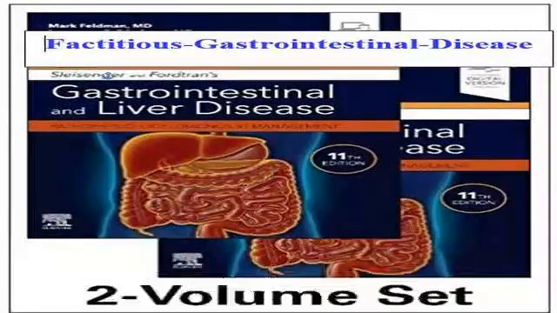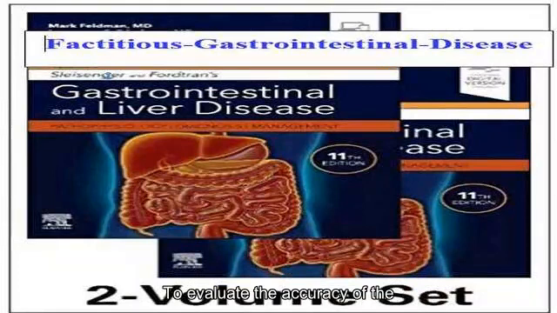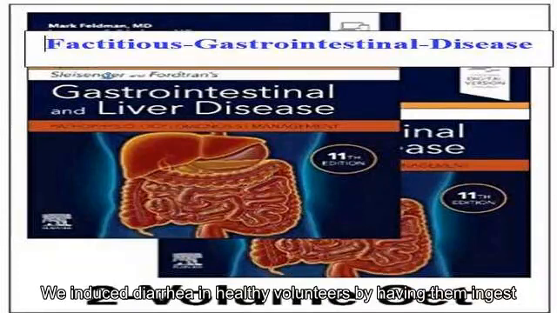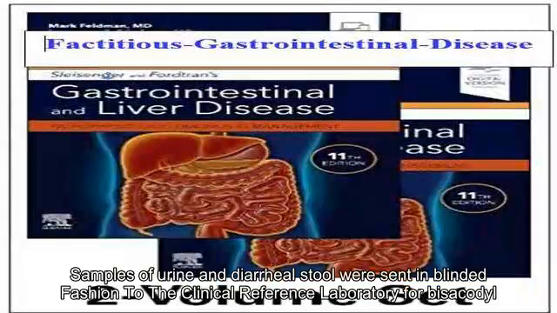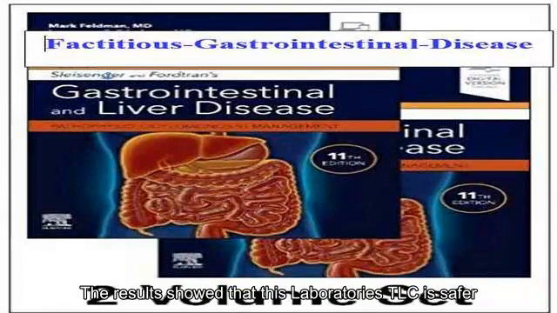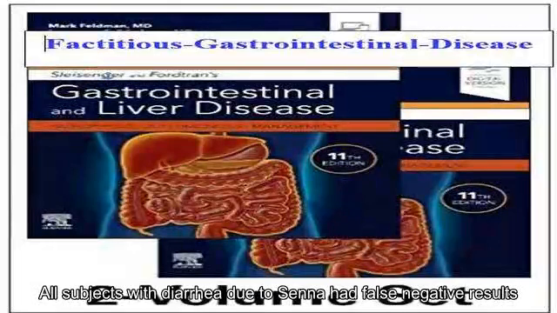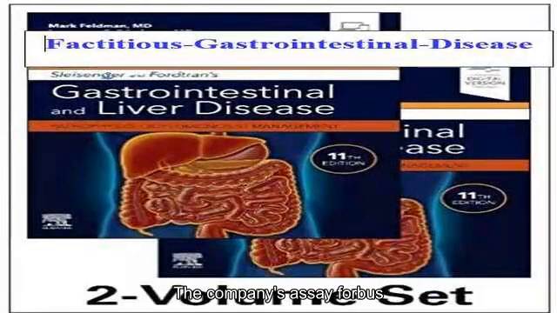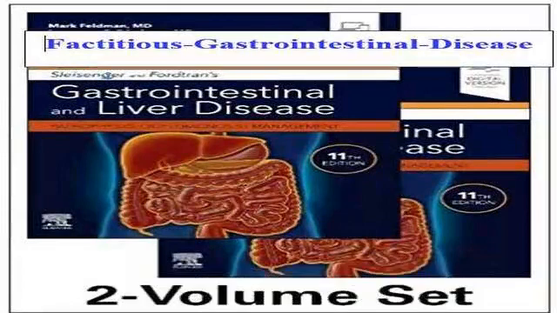Before 2007, a reference laboratory in the USA offered TLC analysis on urine and stool to detect ingestion of these drugs. To evaluate the accuracy of the procedure, we induced diarrhea in healthy volunteers by having them ingest bisacodyl, senna, or control laxatives. Samples of urine and diarrheal stool were sent in blinded fashion to the clinical reference laboratory for bisacodyl and senna analysis. The results showed that this laboratory's TLC assay for senna had a sensitivity of 0%, in other words, all subjects with diarrhea due to senna had false negative results. The company's assay for bisacodyl yielded false negative results in 18% and false positive tests in 7% of submitted urine and stool samples.